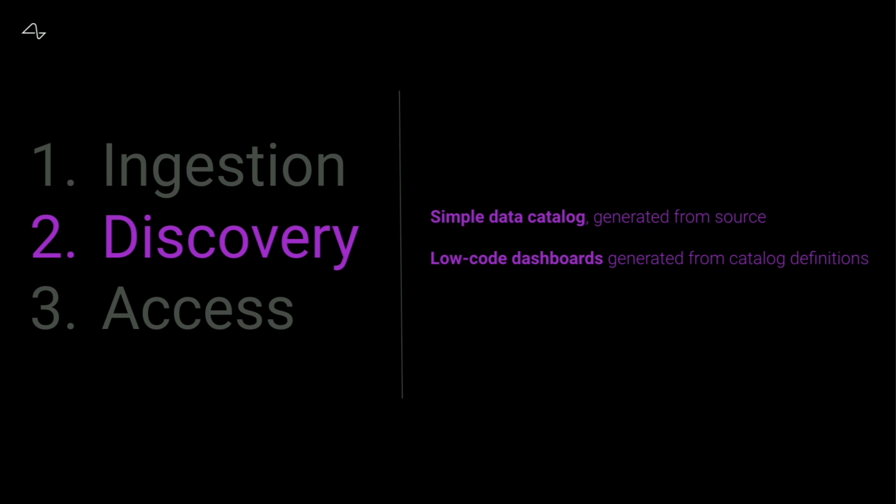We also want to allow for discovery. Now, with all of this complex data, it's really hard for people to know where all the data lives. No one person knows where all the data lives in their heads, right? They need to be able to organically have a certain query or certain problem they're trying to solve, and then look at our catalog and find data organically. So we want a simple data catalog that's generated from source. And we want low-code dashboards that people without software experience can build that are generated from our catalog definitions. Again, a single source of truth for all of our dashboarding, data cataloging, and so on.